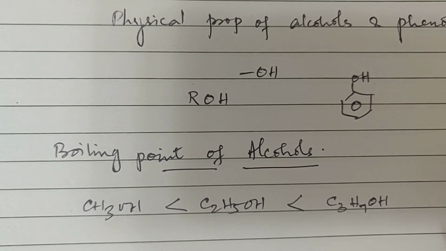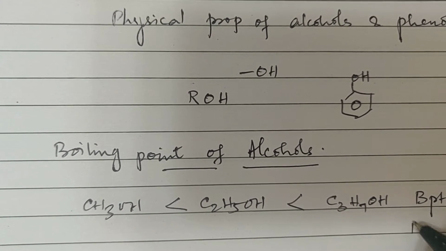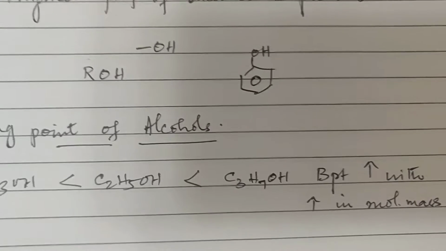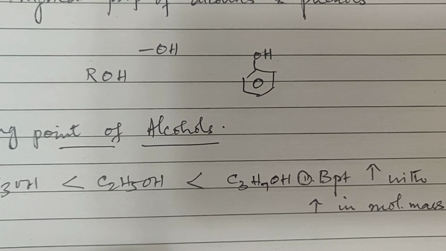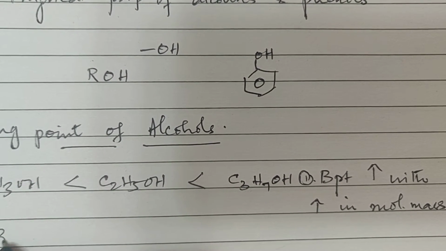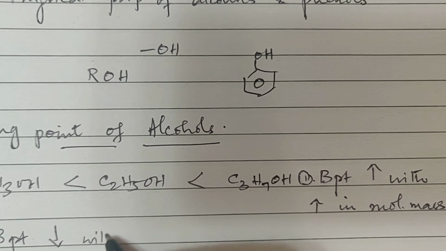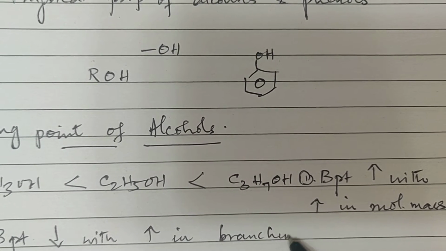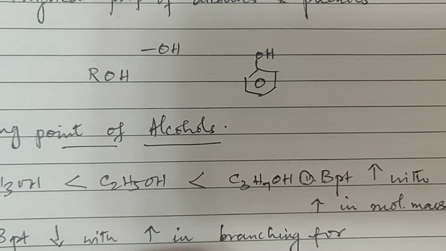So boiling point increases with increase in molecular mass. So this is number one. Then number two, boiling point decreases with increase in branching for isomeric alcohols.